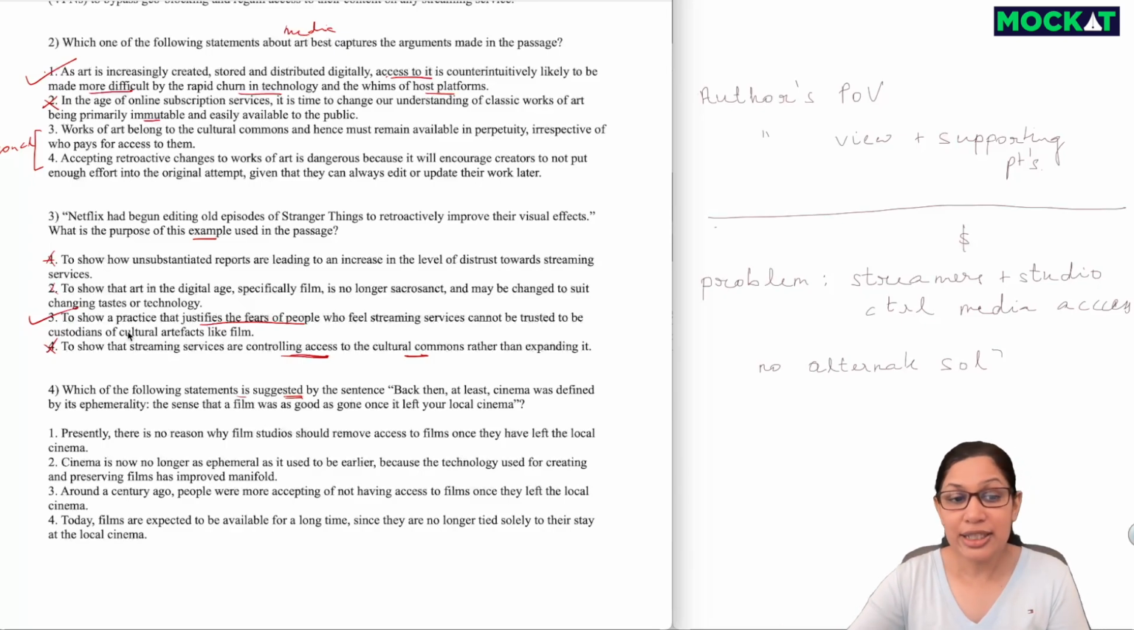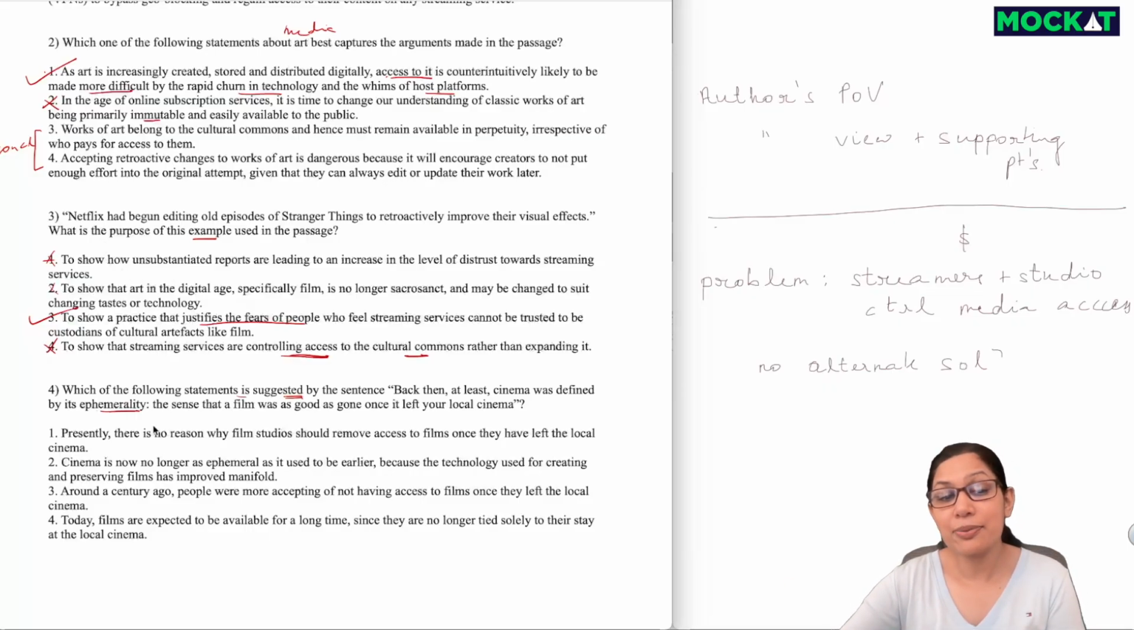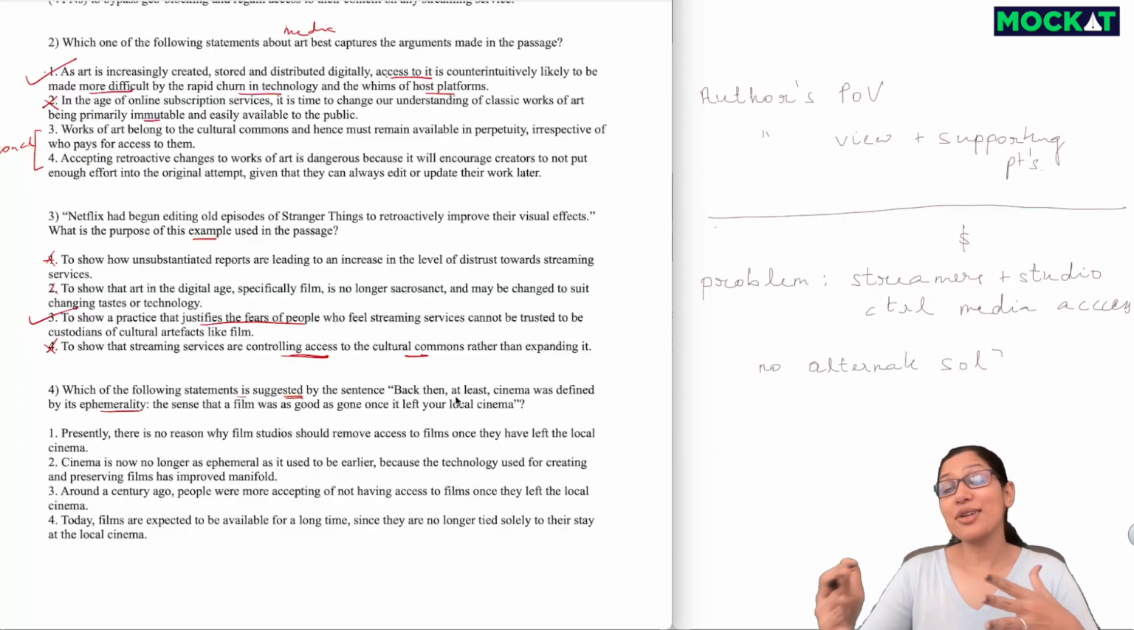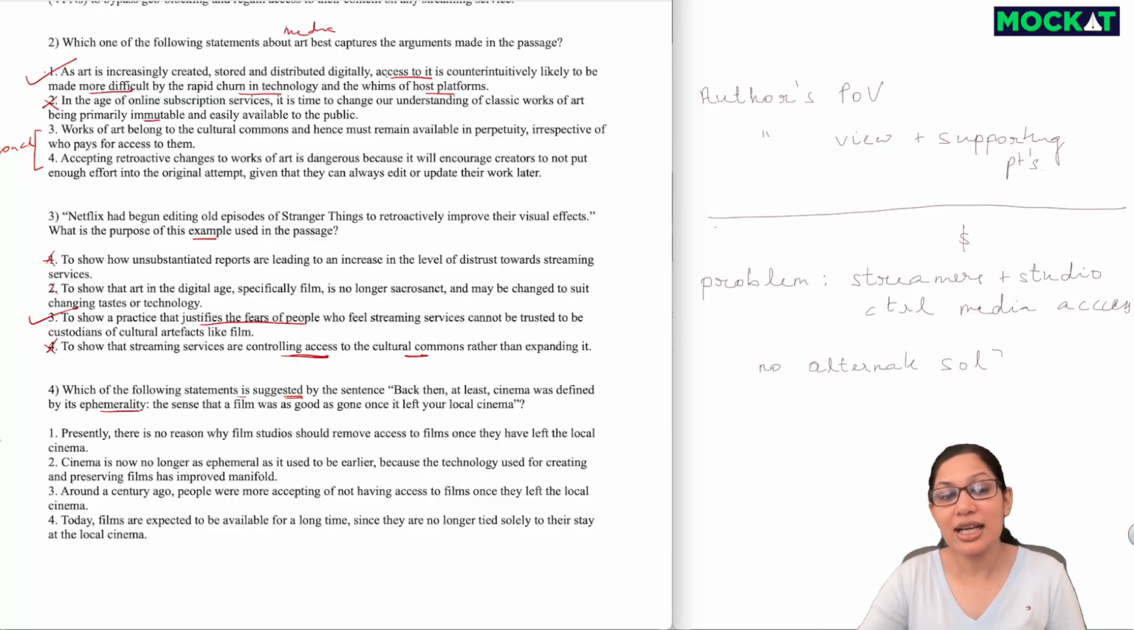And remember one more thing, see, when you have words like ephemerality, if you don't know the meaning, it really doesn't matter. A lot of times, we might feel that vocabulary is stopping us. But here what is happening? They've explained it. The sense that a film was as good as gone once it left your local cinema. So that means what? It is not permanent. It is temporary. A film comes and then it goes. And that's exactly what ephemeral means.